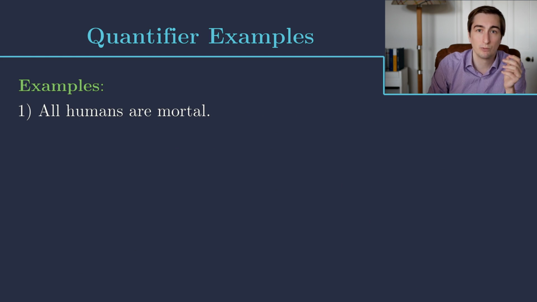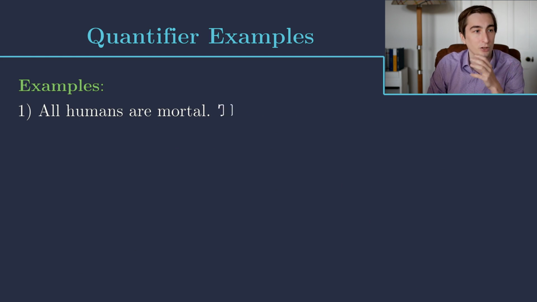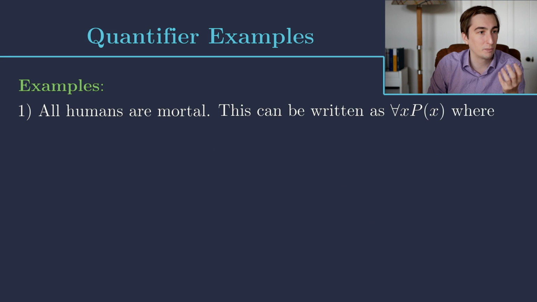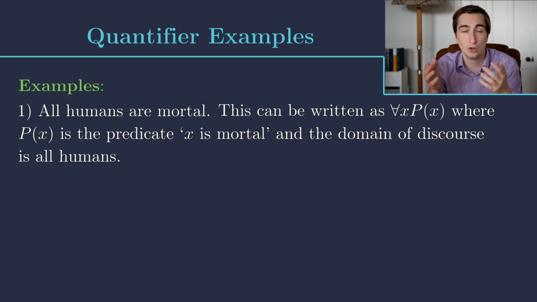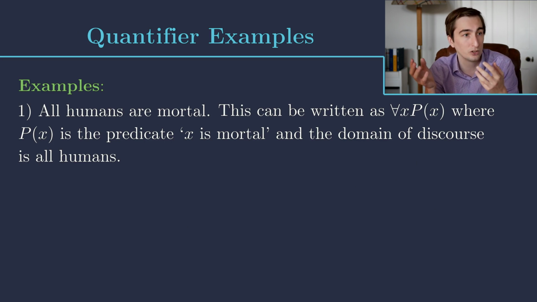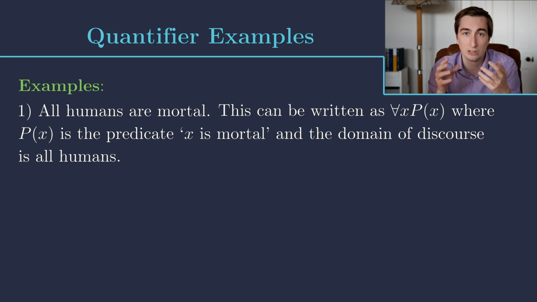We want to identify what are the properties and what are the objects, and then what's the predicate. So we can write this as, for all x, P of x, where P of x is the predicate x is mortal, and the domain of discourse is all humans. So we use this notation, the upside down A, x, P of x.